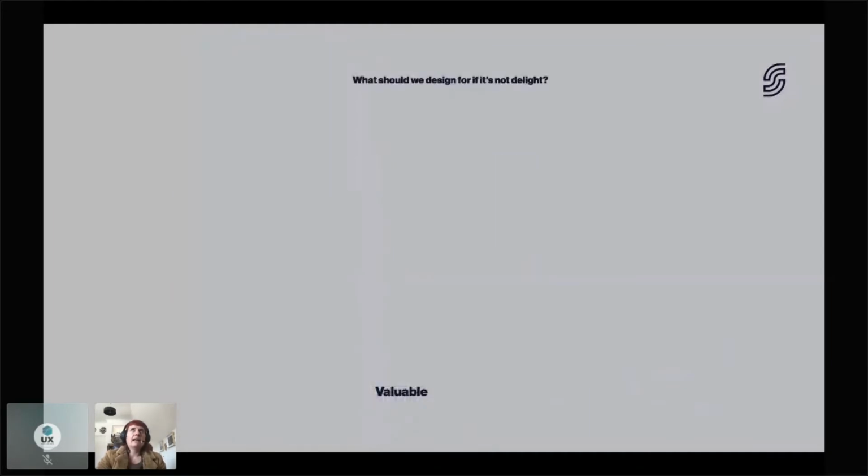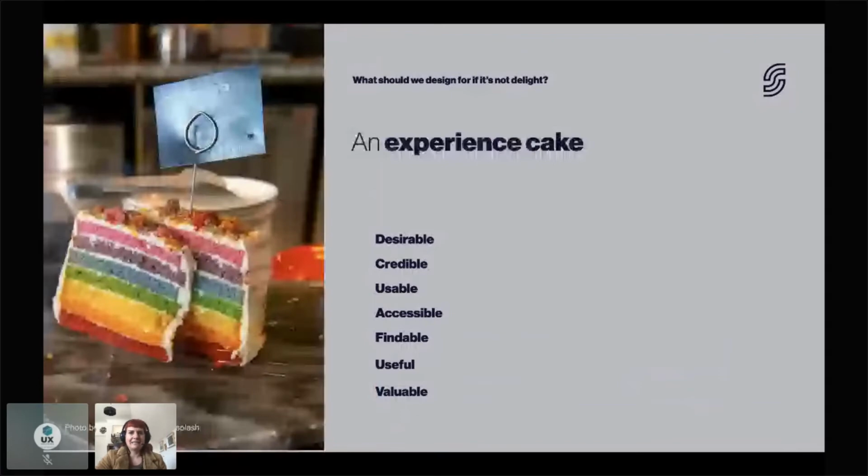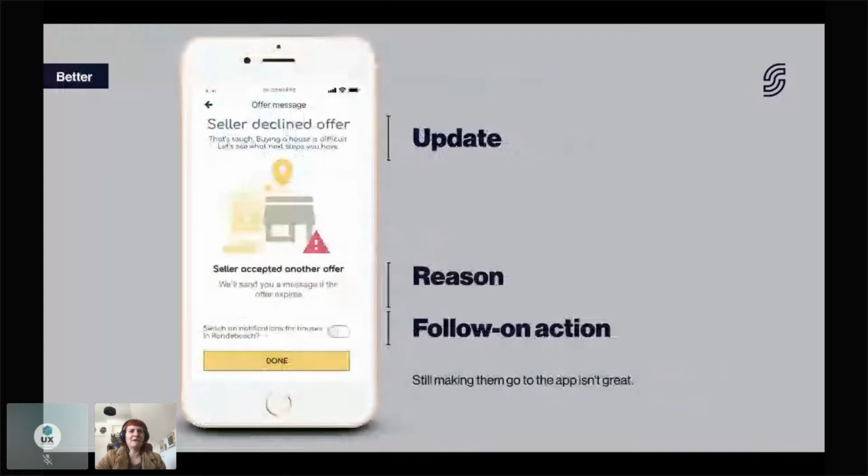Right, but if we don't design for delight, what should we design for? Well, I still think that we should be designing for what I always think of as the basics, right? It should be valuable, useful, findable, accessible, usable, and credible. If you get all of those things right, then you have a good experience. And if you're really, really lucky, you can make it really desirable as well. And that's my experience cake. Also, I just love that rainbow cake, okay? Just throw me a bone on that one.